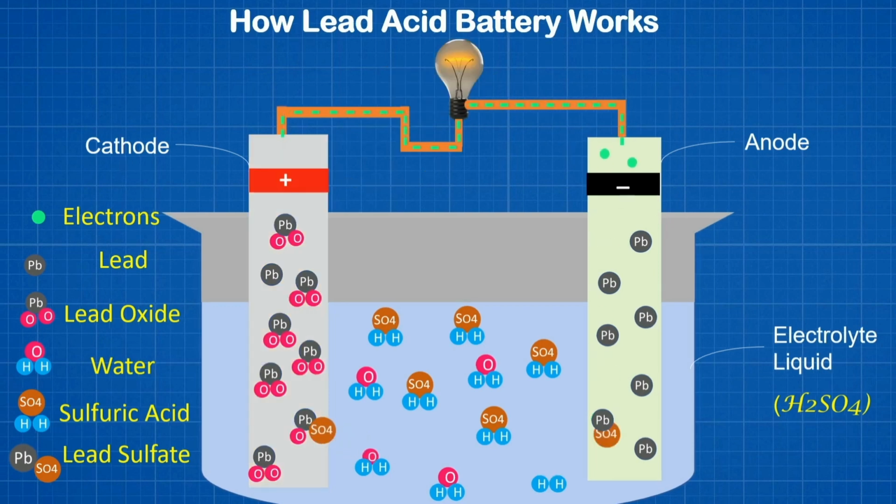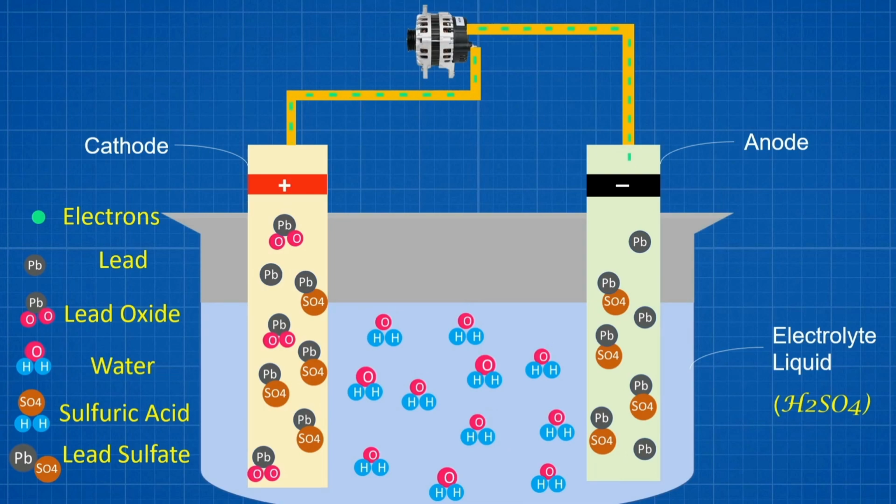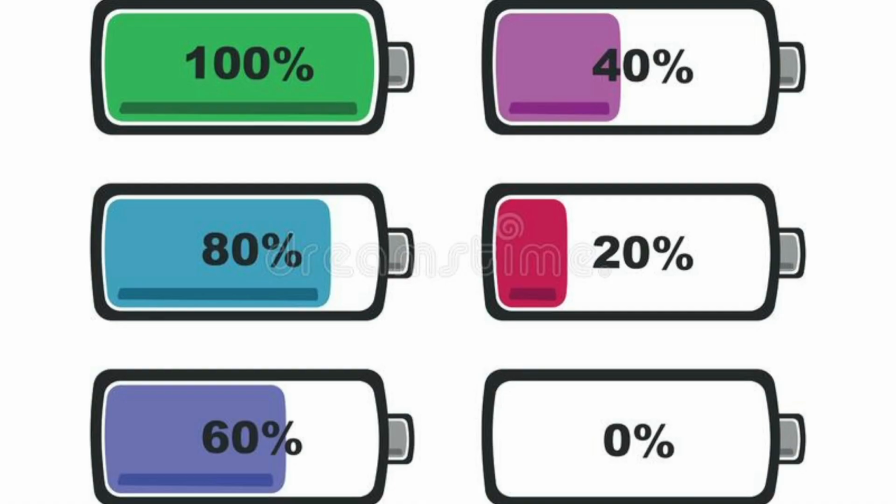If we put any DC electric load between these terminals, it will consume continuous power, and with time the sulfuric acid becomes weaker and there will be almost water in the electrolyte place. And the battery charge will also become weaker. This is the discharging condition of the battery.